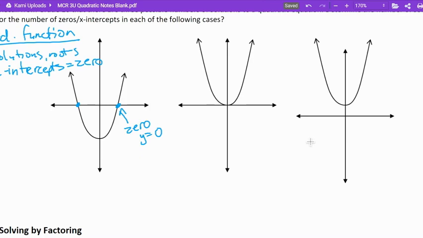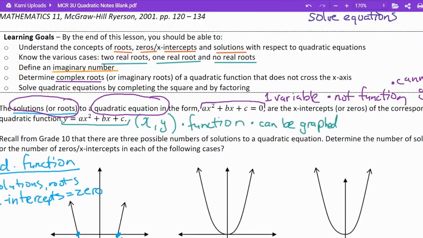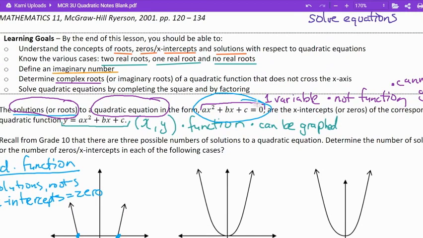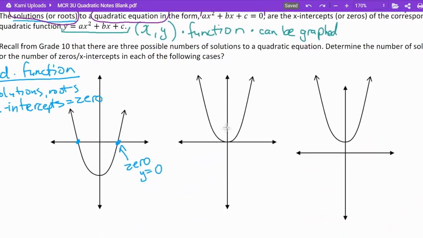So the quadratic function can have all of these words: solution, root, x-intercept, 0. The quadratic equation, the one that doesn't have the y, what can it not have? It doesn't have an x-intercept because it's not on a graph. There's no intercept. And so since there are no intercepts, there are no zeros for that equation. Okay, so it's just a bit of a nuance.